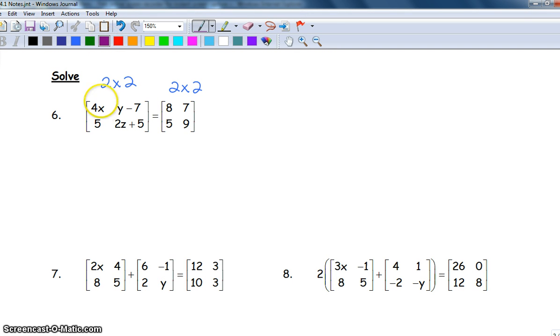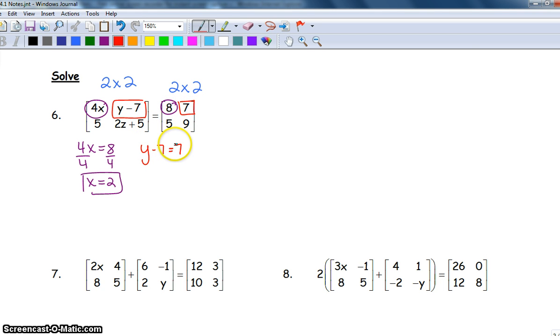So I look at corresponding positions. The 4x is in the same position as the 8. So I know that this quantity has to equal 8 in order for those two matrices to be equal. So I set up an equation, 4x equals 8, divide by 4, and we find that x is equal to 2. Moving on, we see that top right. So I have y minus 7 is equal to 7. Add 7 to both sides, and we find that y is equal to 14.